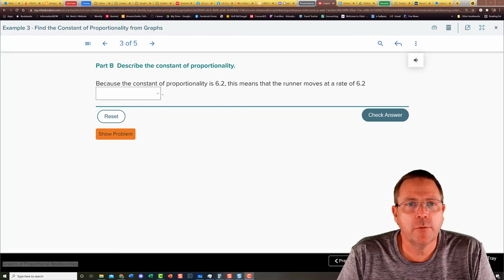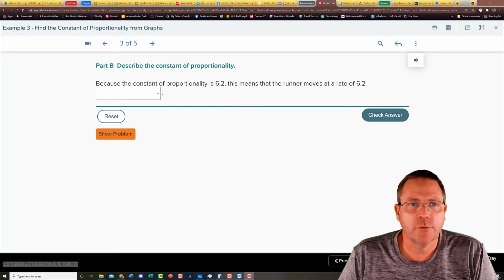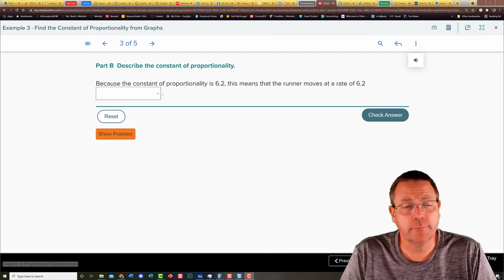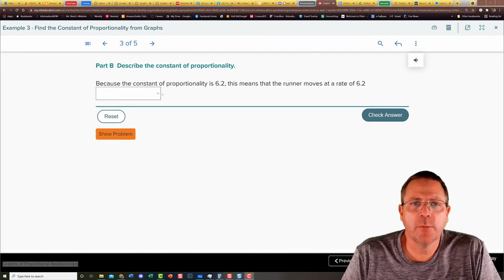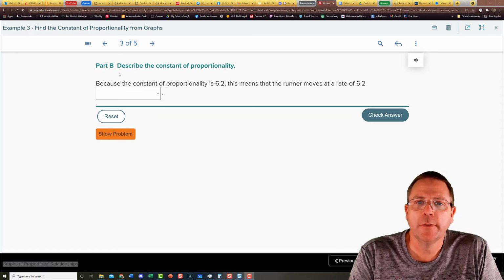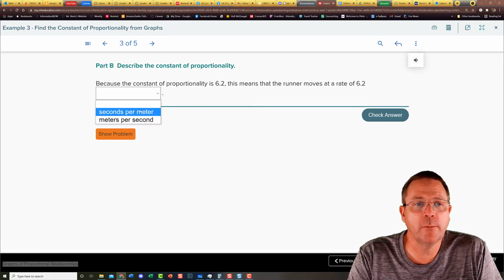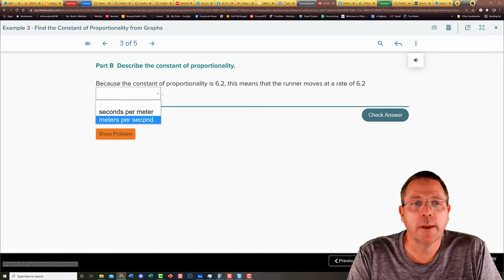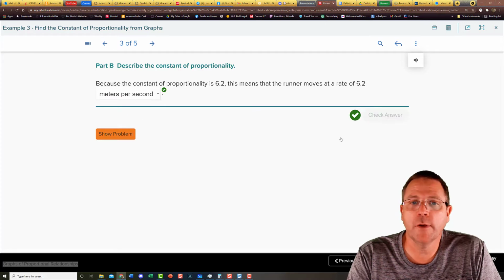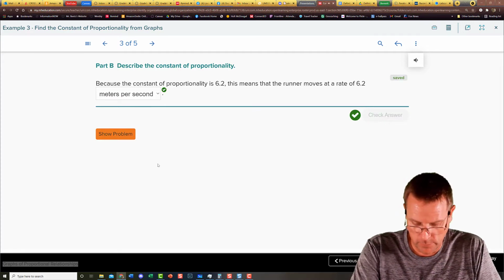Now you get to pause the recording one more time and answer this question. Because the constant of proportionality is 6.2, this means that the runner moves at a constant rate of 6.2 what? Is it seconds per meter or meters per second? The answer is meters per second. Check your answers. Very good.